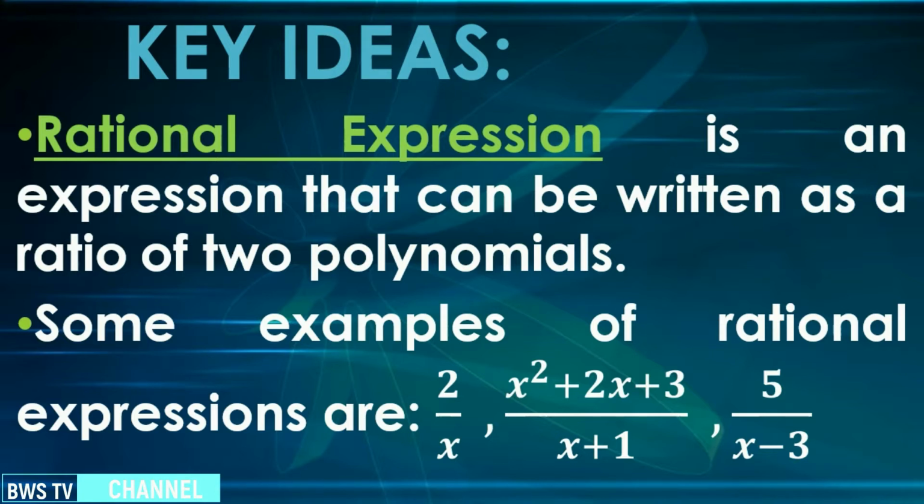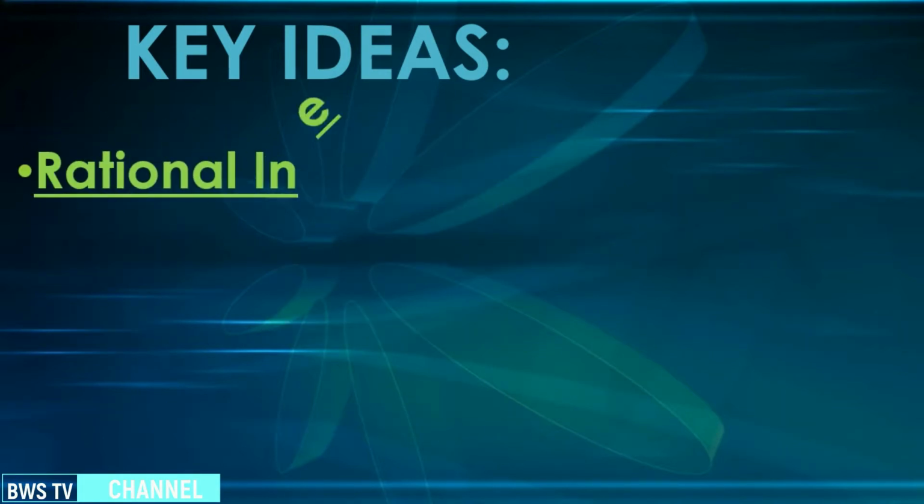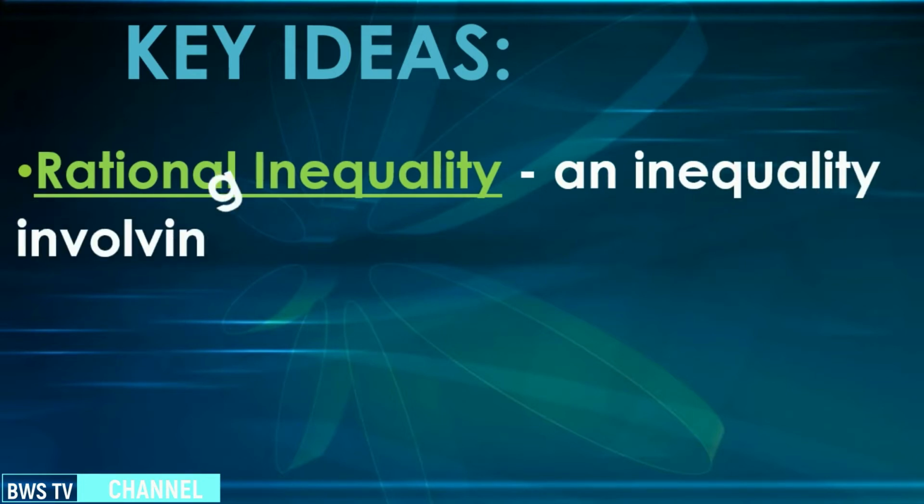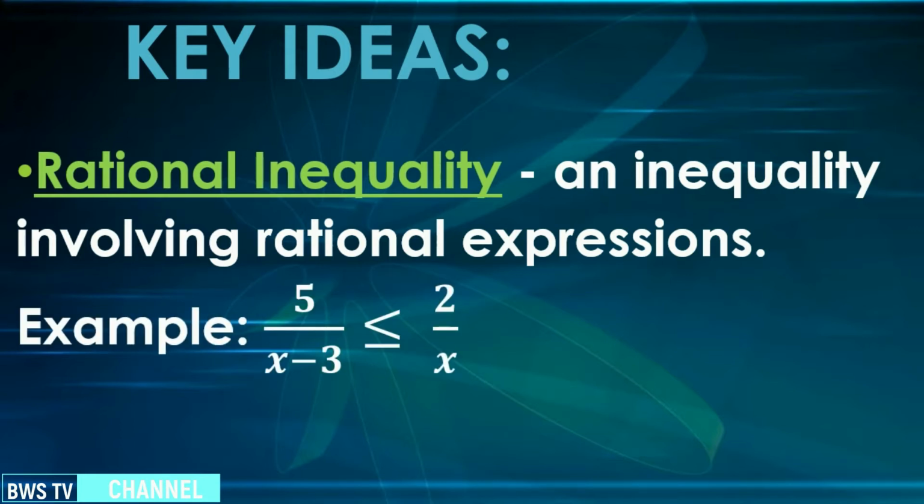Now, let's move on to another term. The next term is rational inequality. So, what do we mean by this? A rational inequality is an inequality still involving a rational expression. That means there is a ratio of two algebraic expressions. So, here we have 5 all over x minus 3 less than or equal to 2 over x.